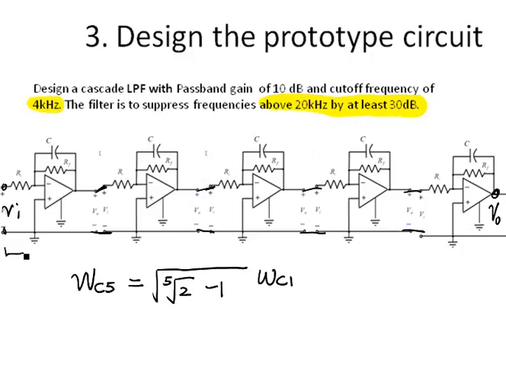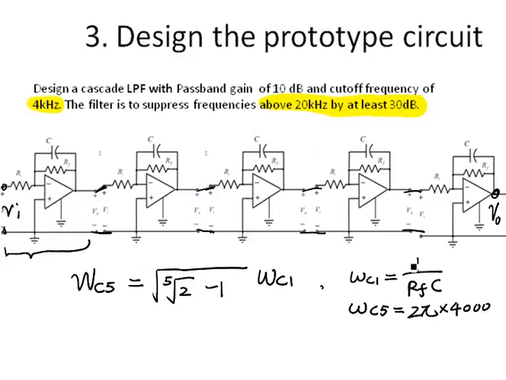For the first order low pass filter here, the cutoff frequency should be 1 over RFC. RF is the feedback resistance. C is just the capacitance. So in our design specification, we said the cutoff frequency should be 4 kilohertz. Converted to radians per second, that should be 4K times 2 pi. So that's equation 1, 2, 3.